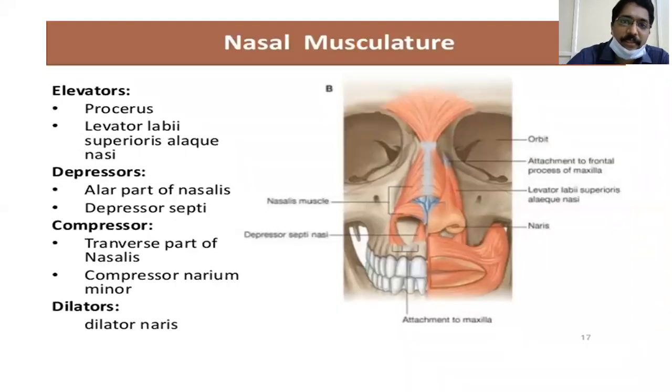Coming to the nasal musculature. Here we have elevators like procerus, levator labii superioris alaeque nasi. And here one important point: the muscle with the longest name is levator labii superioris alaeque nasi. This is the only muscle with the longest name. Okay, they may ask in viva. Okay, depressors: alar part of nasalis is depressor septi. The compressor, the transverse part of nasalis, is compressor naris, and then dilator naris. I'll show in the next diagram.